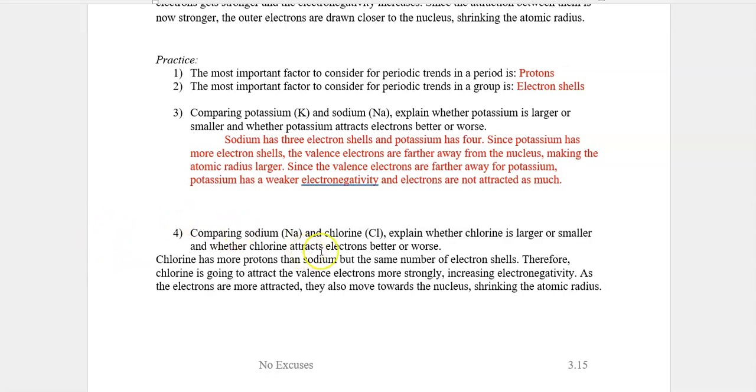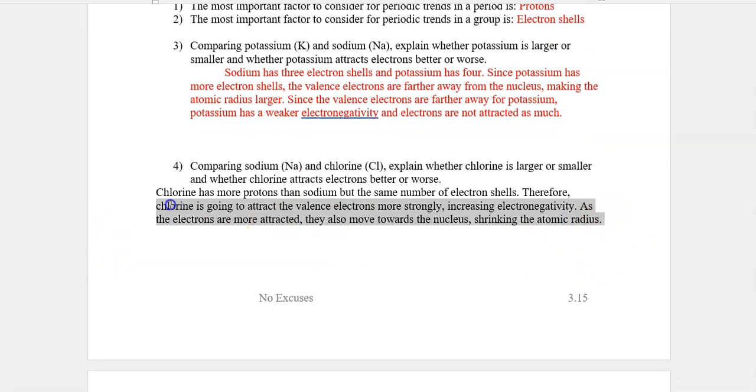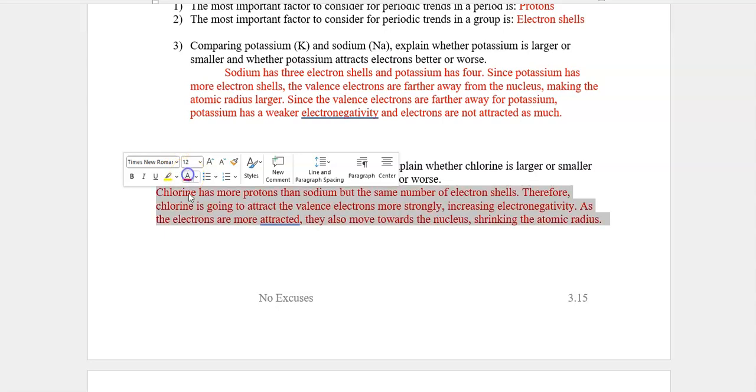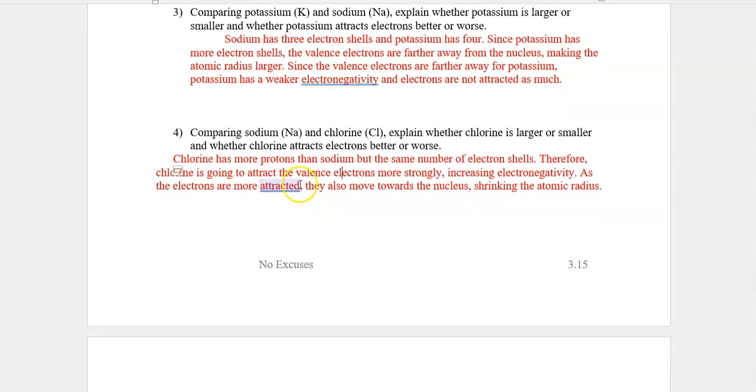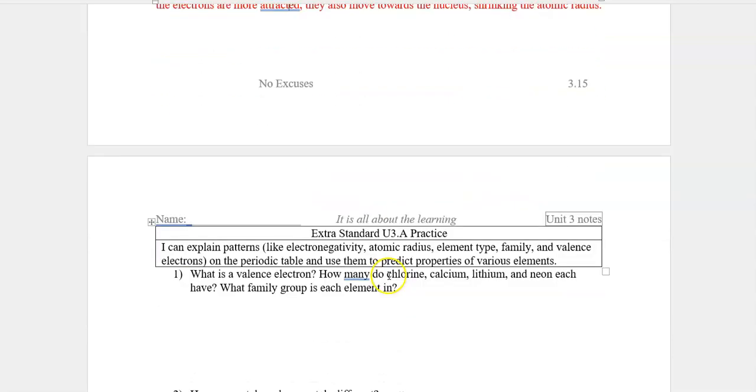I kind of did that in the opposite way that the question asked, but as long as the job gets done, I think it makes more sense this way personally, because it's the protons doing the pulling, and then it's because they're being pulled that the nucleus gets closer and they shrink.